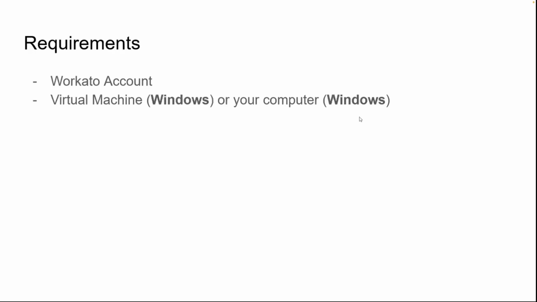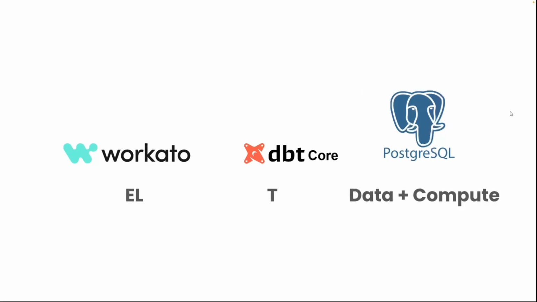To be successful, if you want to follow this tutorial to the letter, you need a Workato account. You can create a trial, or maybe you already have an account. And you need a virtual machine or your own computer. This tutorial is based on Windows. If you need a Mac or Linux one, please ping me in chat or comments below, and I'll see what I can do. But this is the setup, and we'll do everything from scratch, including installing your own PostgreSQL server on that VM.